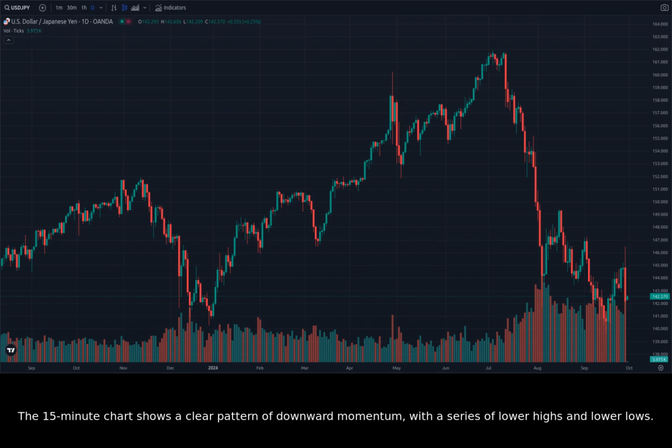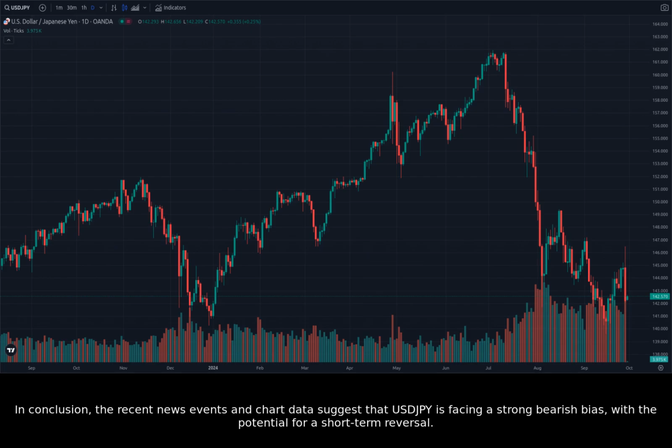The 15-minute chart shows a clear pattern of downward momentum with a series of lower highs and lower lows. This further strengthens the bearish bias and suggests that the bears are in control of the market. The price has broken below multiple support levels, indicating that the selling pressure is increasing. The pair is in a downtrend and is likely to continue to trend downward. Overall, the current market sentiment is bearish and traders should exercise caution. In conclusion, the recent news events and chart data suggest that USDJPY is facing a strong bearish bias, with the potential for a short-term reversal.